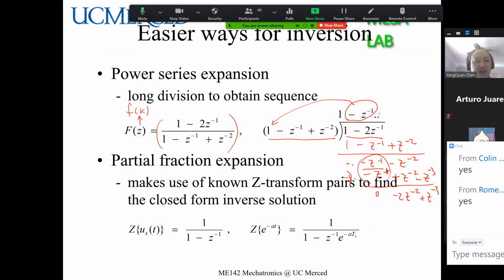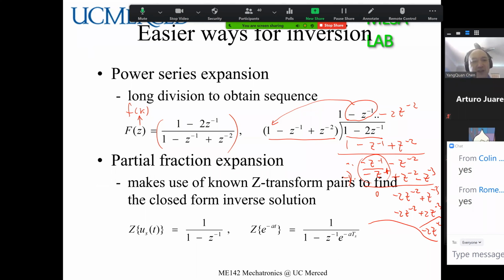So you can continue. The next term is minus 2 z minus 2. So then I have a minus 2 z minus 2. Then I have positive 2z minus 3. Then I have negative 2z minus 4.